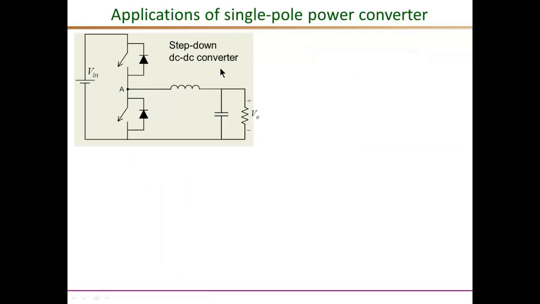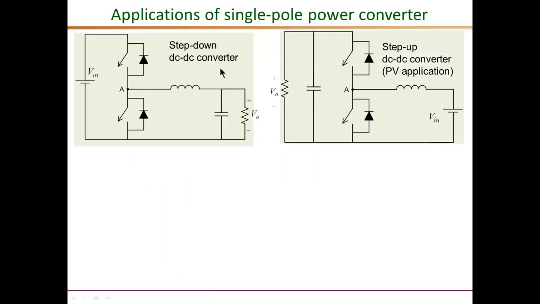We can also have a boost converter using just a single power pole, and this has, for example, wide applications in photovoltaic interface, where it can convert the low voltage from the PV arrays to a higher voltage suitable for grid interface.